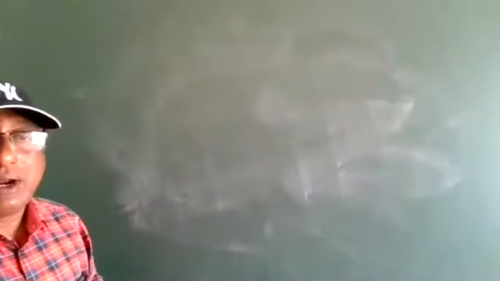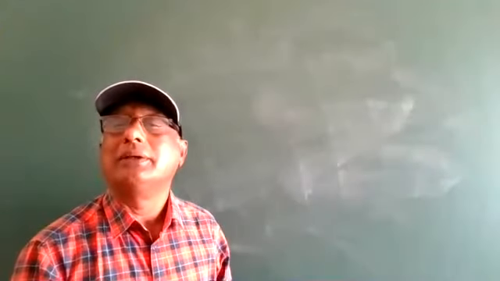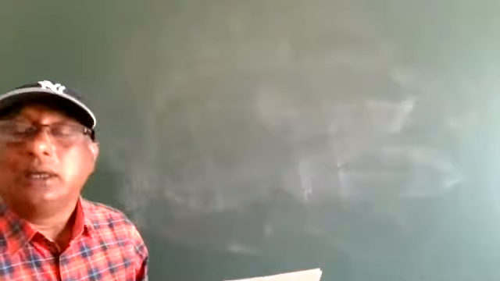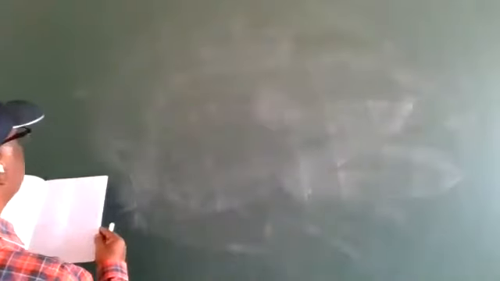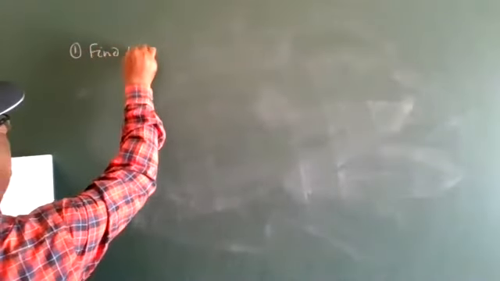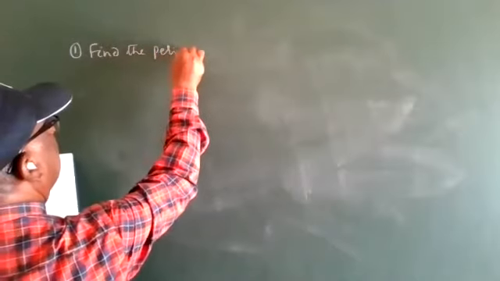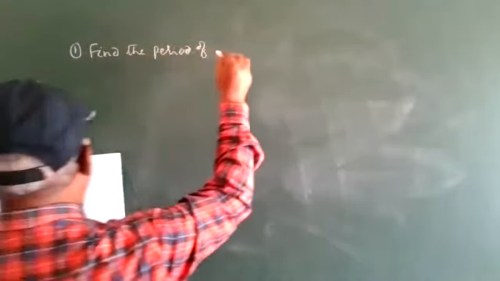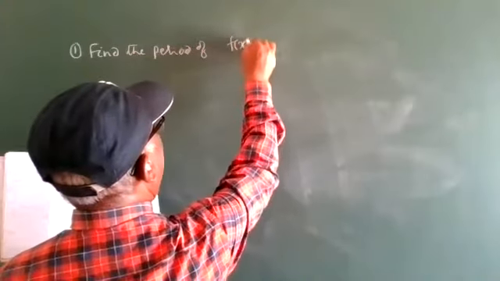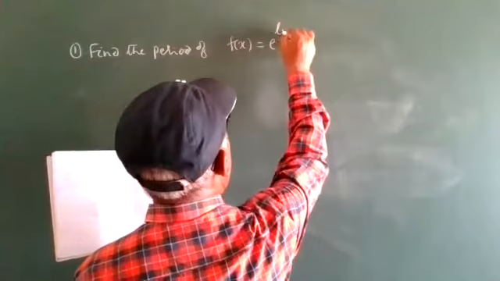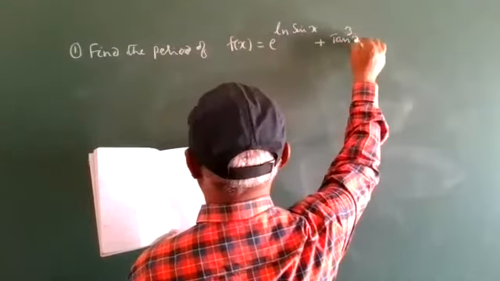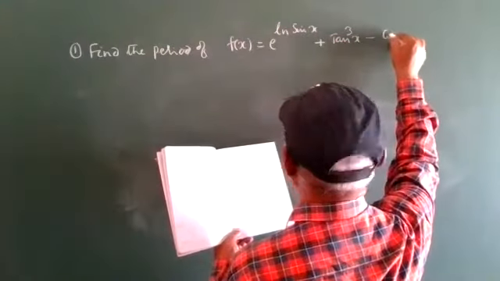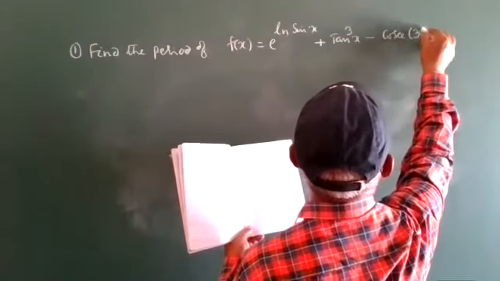Now we will discuss the problem. First one: find the period of f of x equal to e power ln sin x plus tan cube x minus cosecant of 3x minus 5.